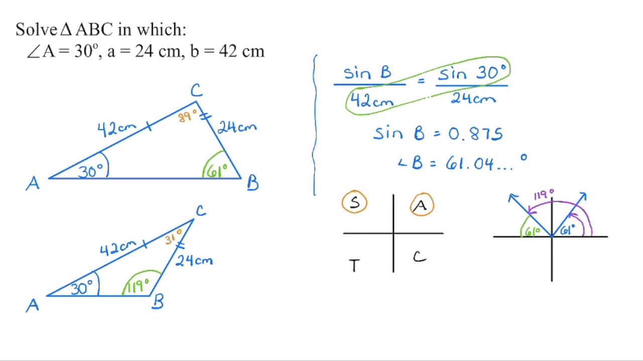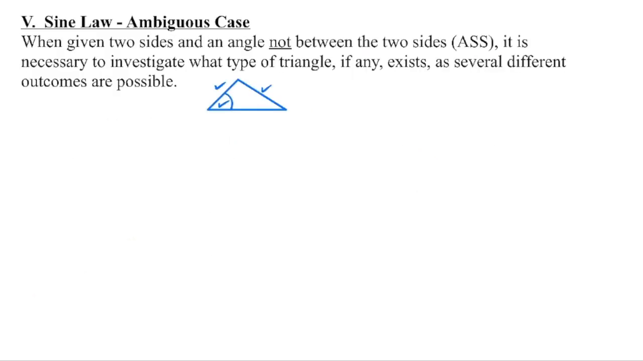Because I have a positive sine ratio in quadrant 1, where my angle will be less than 90 degrees, or in quadrant 2, where I will have an obtuse angle, I can have the potential of two different triangles that have these measurements. One is an acute triangle, the other is an obtuse triangle. So we need to be aware, when using the sine law, of the ambiguous case.